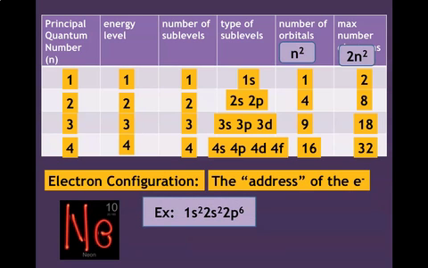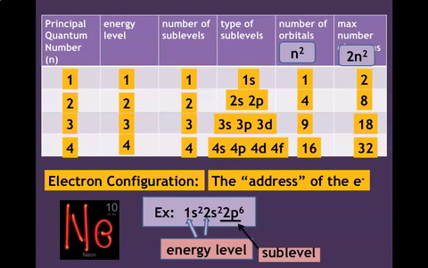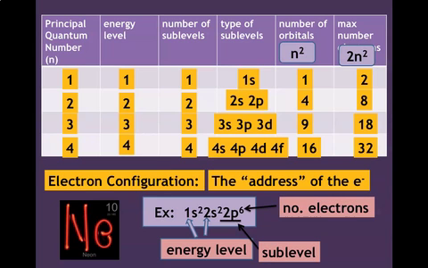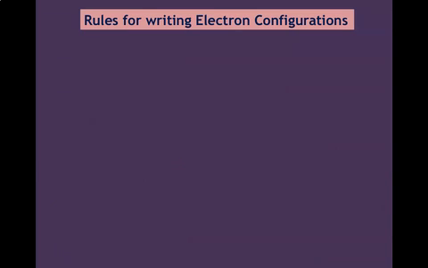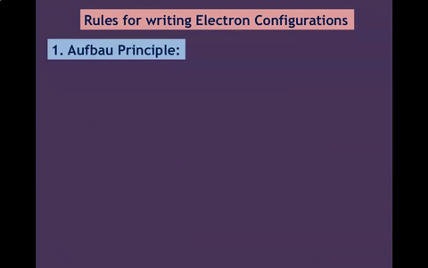For neon, the electron configuration is 1s2, 2s2, 2p6. That first number is the energy level. The combination of the energy level and the letter is the sublevel. So 2p is a sublevel, 2s is a sublevel. And what looks like the exponent is the number of electrons that are there. So, the rules for writing electron configurations.